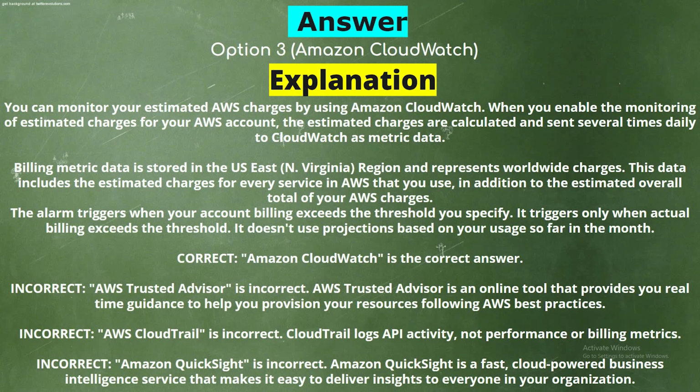Incorrect. AWS Trusted Advisor is incorrect. AWS Trusted Advisor is an online tool that provides you real-time guidance to help you provision your resources following AWS best practices. Incorrect. AWS CloudTrail is incorrect. CloudTrail logs API activity, not performance or billing metrics. Incorrect. Amazon QuickSight is incorrect. Amazon QuickSight is a fast, cloud-powered business intelligence service that makes it easy to deliver insights to everyone in your organization.